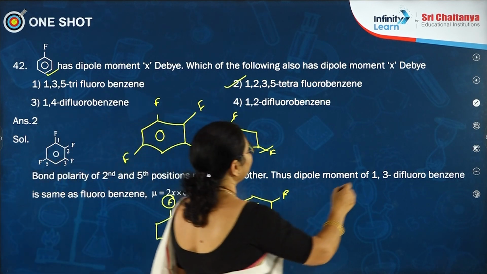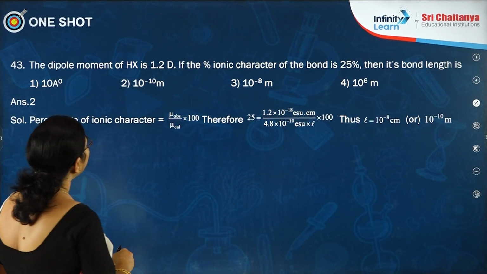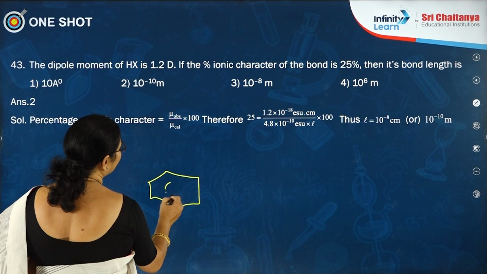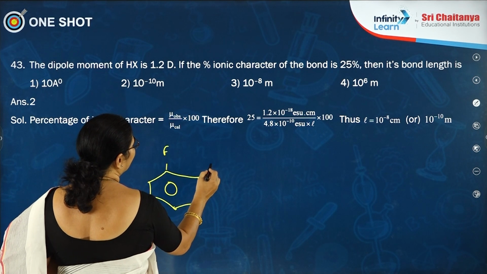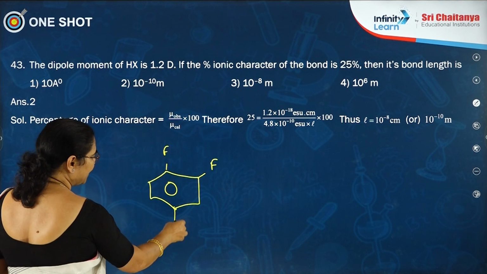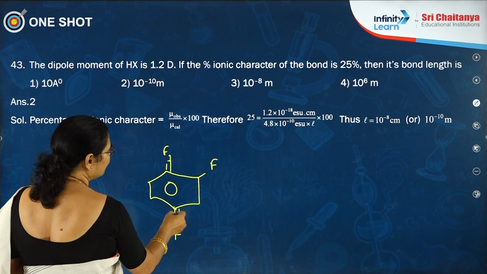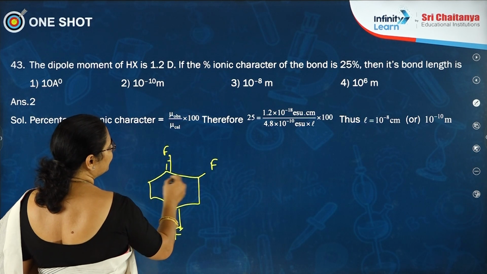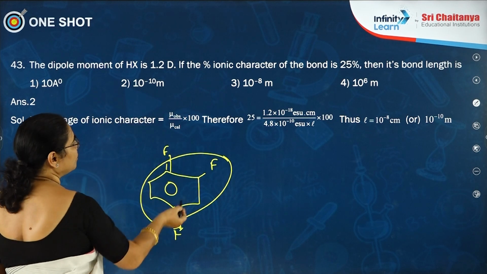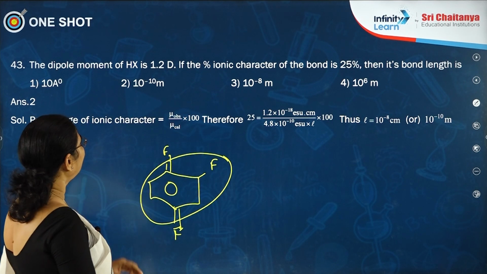Next one. Dipole moment of HX, sorry children, listen. One more example. If they give some compound like this, 1,2,4, even for this molecule, these two are para to each other. So, their bond moments will act in opposite direction. So, they will get cancelled. Now, the resultant bond moment is only because of this one. This is nothing but fluorobenzene only. Even this also has the same dipole moment as that of fluorobenzene.